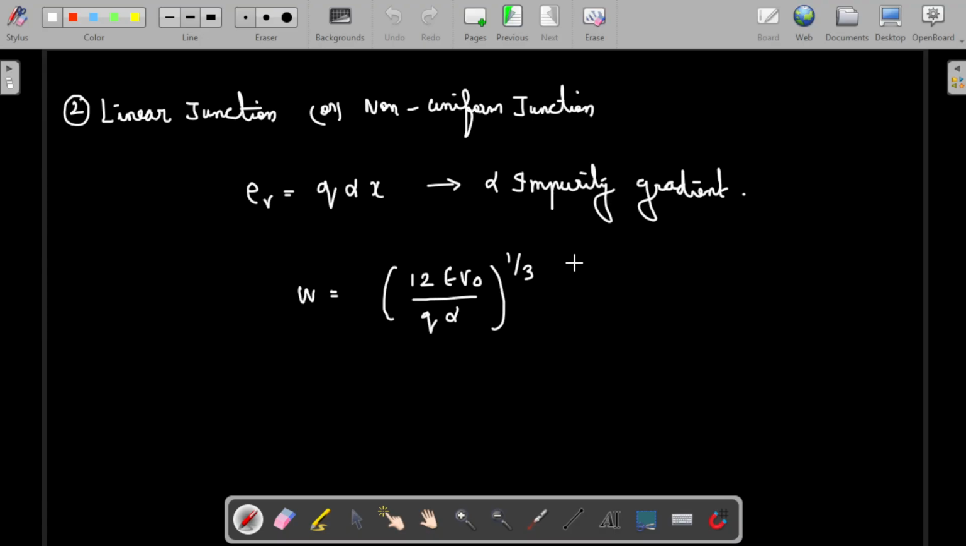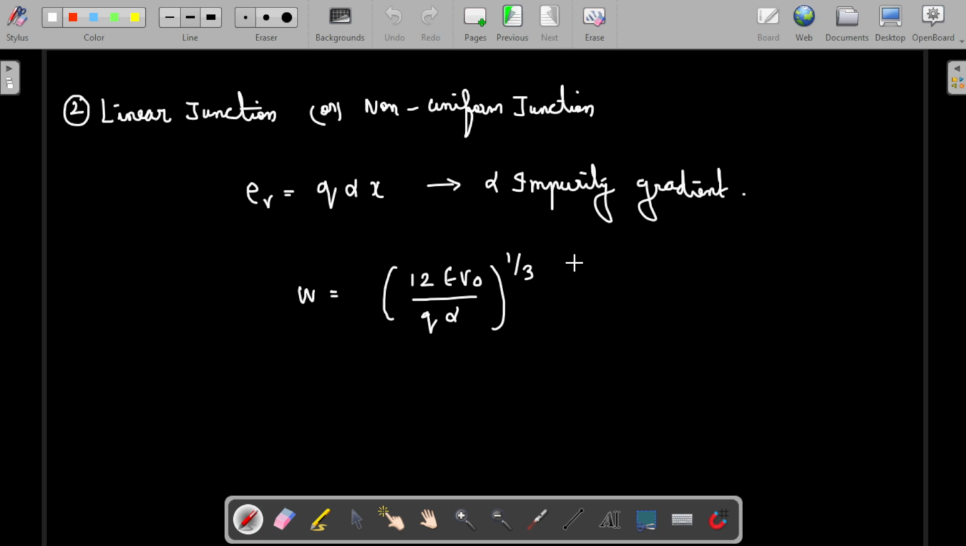So you can even analyze the electric field, voltage, and charge carrier density, those things also. But that is not needed, because once you are able to grasp the concept in the linear junction and non-uniform junction, then that itself will be fine. So no need to worry about all the things.